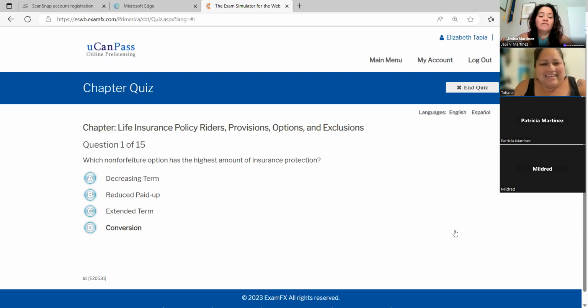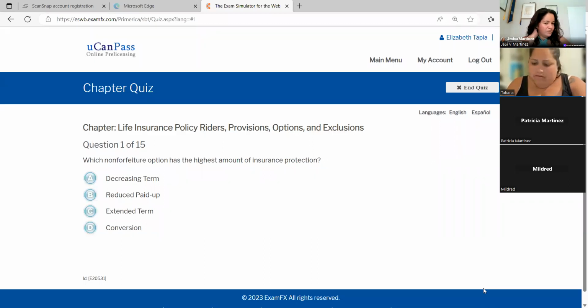Question 1: which non-forfeiture option has the highest amount of insurance protection? A, decreasing term, B, reduced paid up, C, extended term, or D, conversion? Okay, so let's do one thing first. The non-forfeiture option had 3 options within it, right? Let's just cover them. I don't think decreasing term was there, and neither was conversion. So we have reduced paid up or extended.